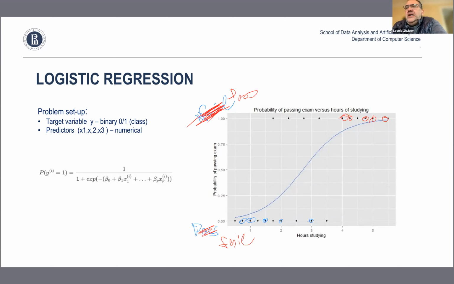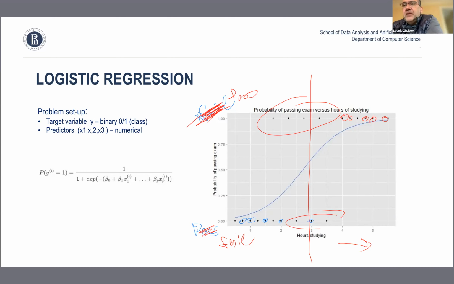So this is a very clear separation, right? If we ignore these points and maybe some of these points, we can say, okay, if the threshold is right here, then everything to the right, more than 3 hours of work, the student will pass, and below 3 hours will fail. But we do have other examples.